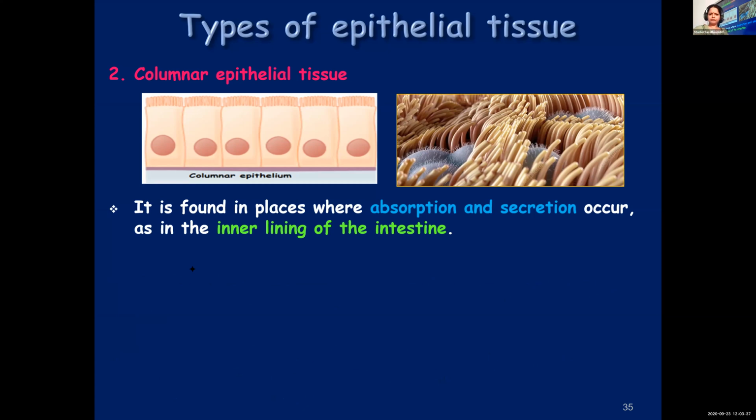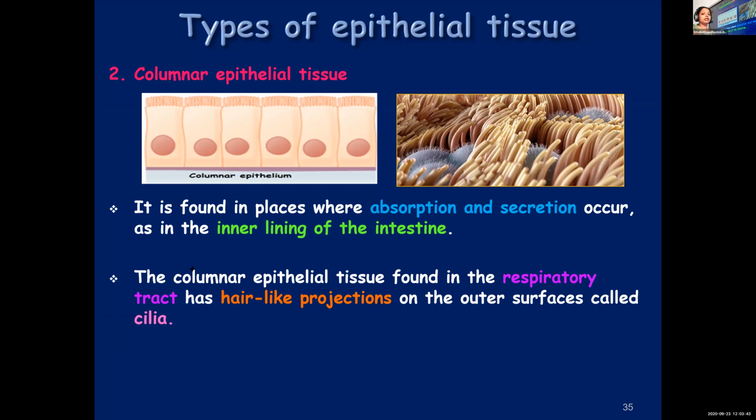Then, how do they look like? They are tall, pillar-like cells. Then we learned that in your respiratory tract, some specialized columnar epithelial cells are present. What is special about them? They have some hair-like projections. What do you call these hair-like projections? What do you call them, Revu?